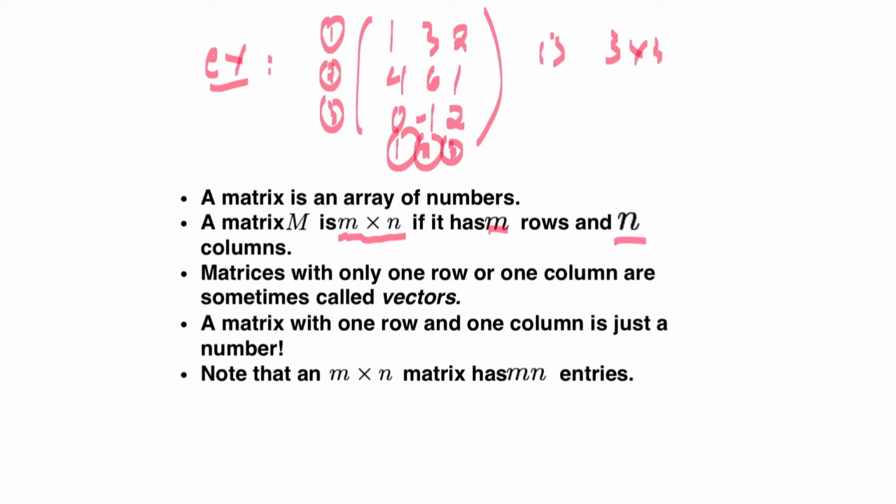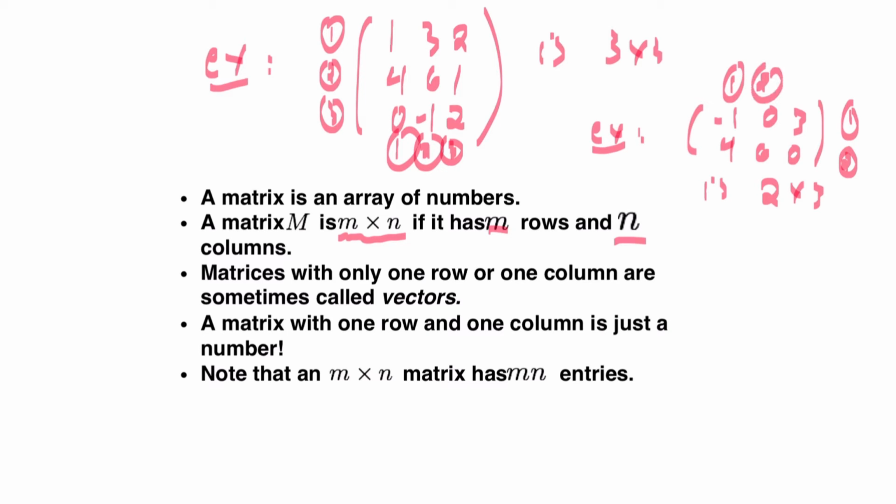So you can think of it as a rectangular array of elements. I can have ones that are also true rectangles like -1, 0, 3, 4, 6, 0. This is 2 by 3 since there are 1, 2 rows, 1, 2, 3 columns. We give a special name sometimes to matrices that have just one row or one column. We sometimes call these vectors. So for example, like 1, 0, 3 is a vector.